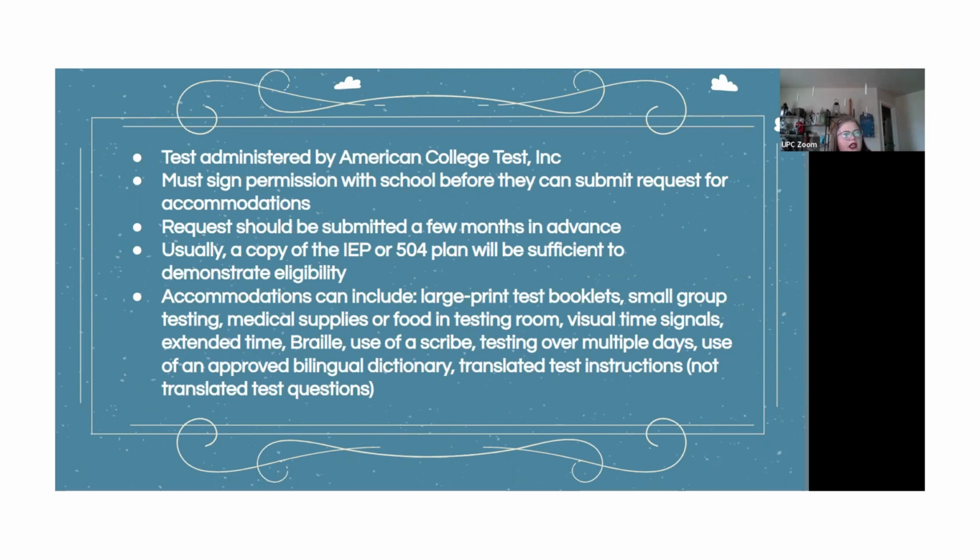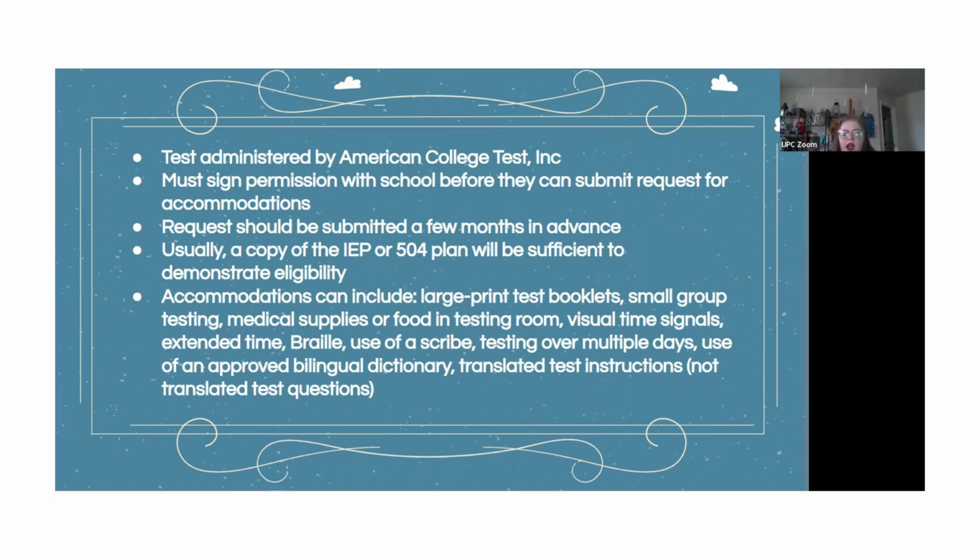Usually a copy of the IEP or the 504 plan is sufficient to demonstrate eligibility. So if your child does have a plan and has been using those accommodations, most of the time that will be enough for them to be able to review what your child has been using and then grant that permission. The school almost exclusively will request accommodations for the ACT for you. So remember, I said it has to be done several months in advance and you have to sign permission.